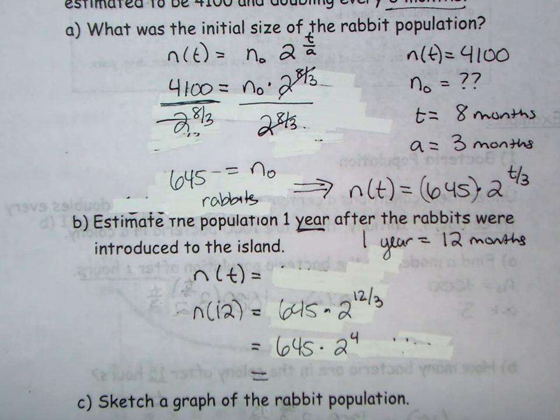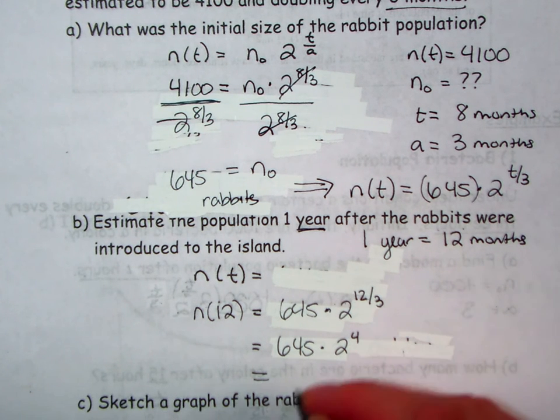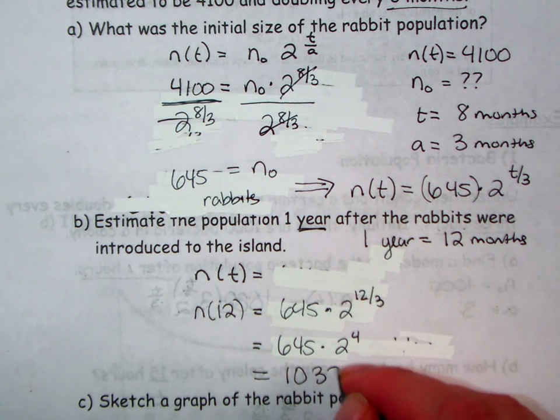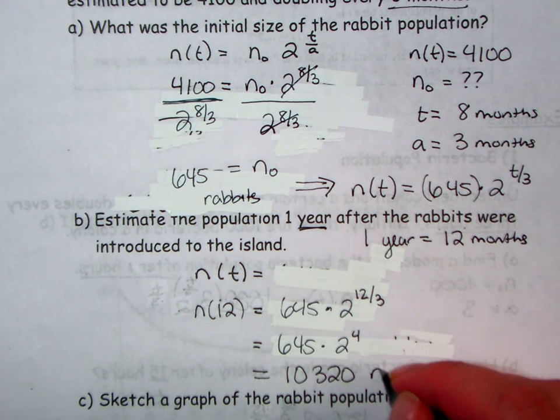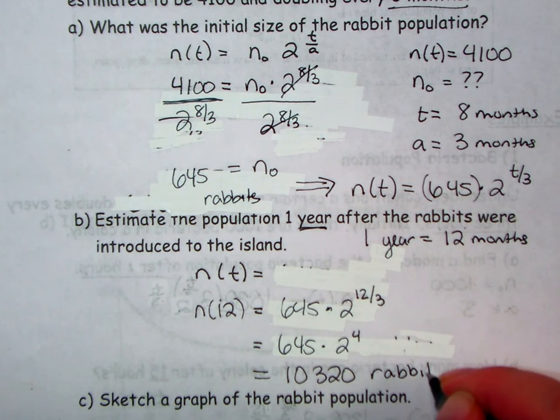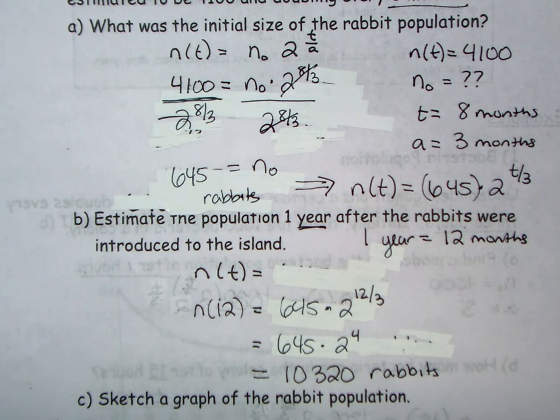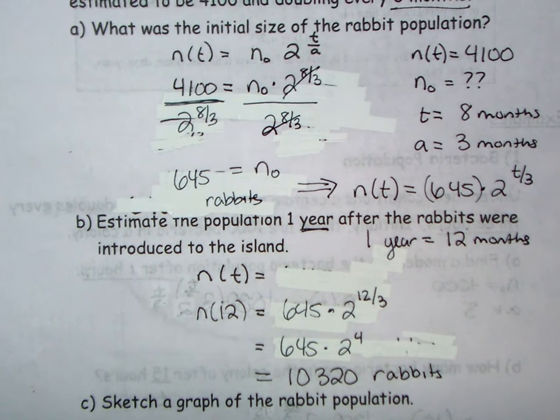So we can just plug that into our calculator. All right, 645 times 2 to the 4th is 10,320. All right, so after 1 year, they have 10,000 rabbits. Okay, sketch a graph of the rabbit population.